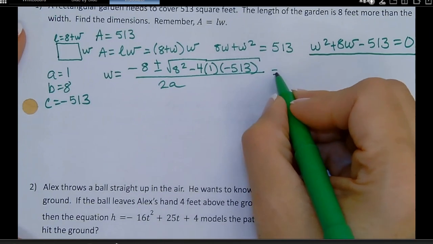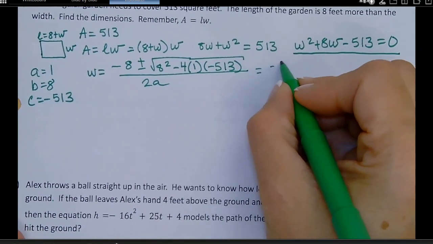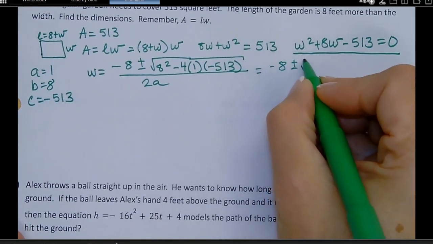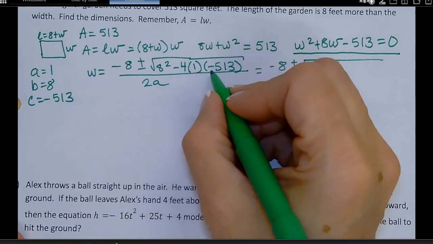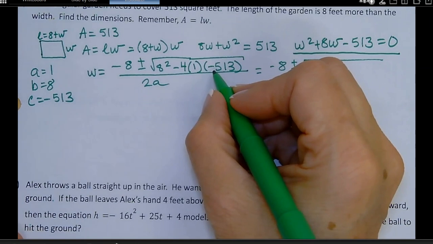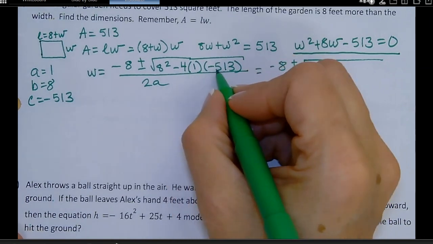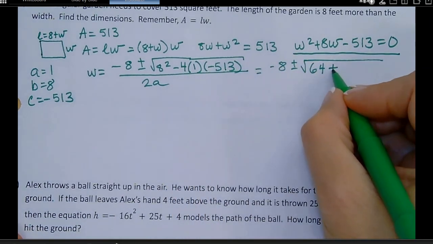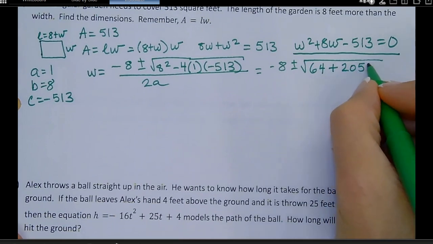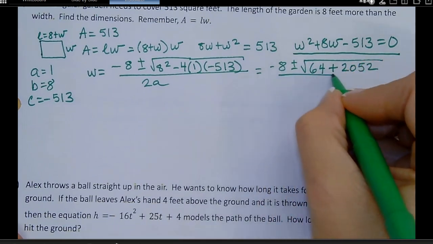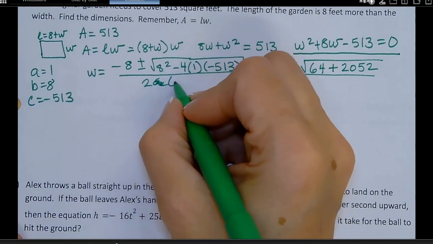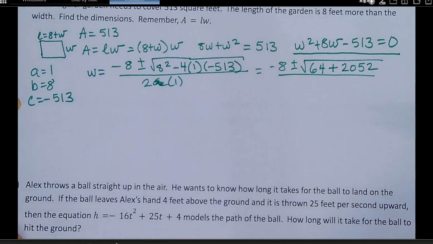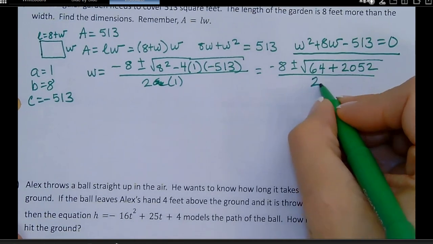All right, so I'm going to start simplifying. I have negative 8 plus or minus the square root of 64 minus, it's going to be minus negative 2052. So minus a negative is plus 2052, and that is all over 2a. I mean to say 2 times 1, because a is 1. So 2 times 1 is 2.